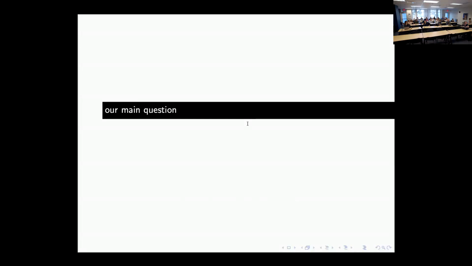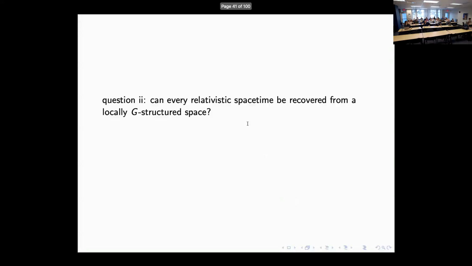So we come to our question of the day. Can every relativistic spacetime be recovered from a locally G-structured space? I'm actually going to give two answers. My first answer is yes. My second answer is going to be no. And then I'm going to briefly comment on the relationship between the two.